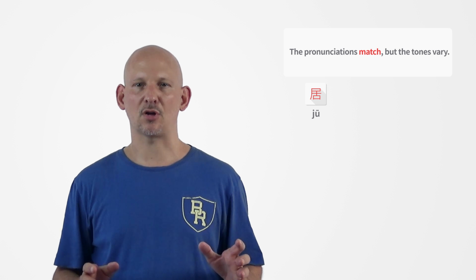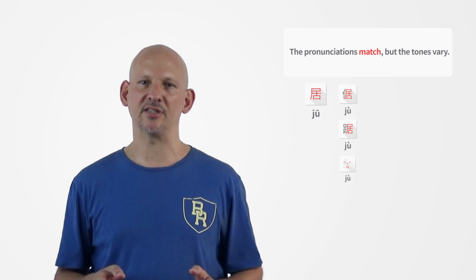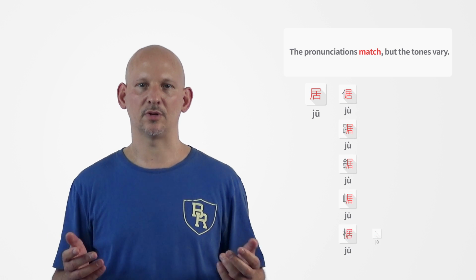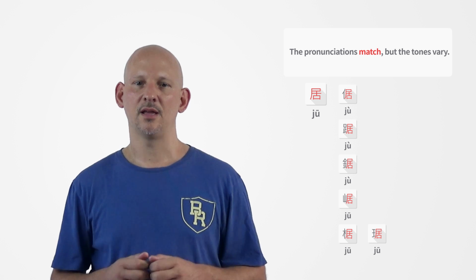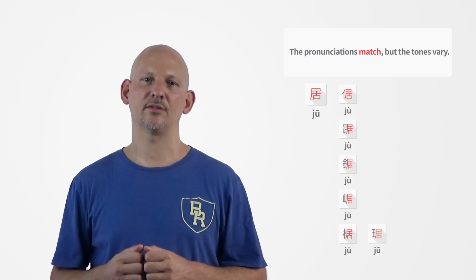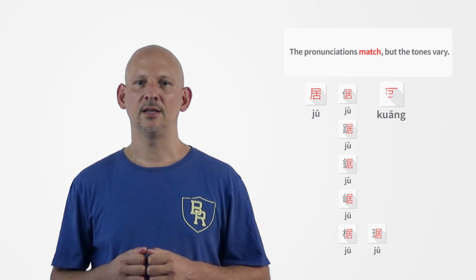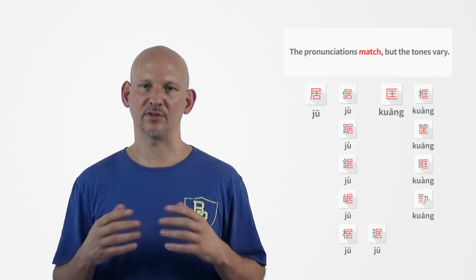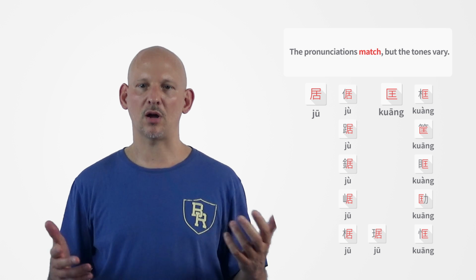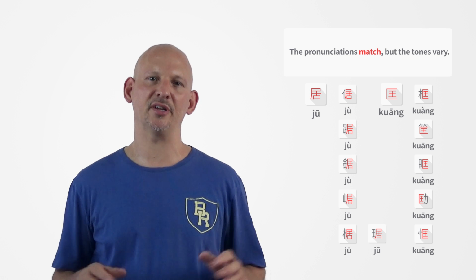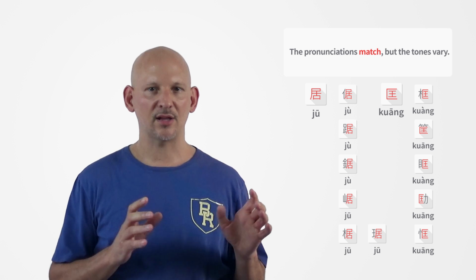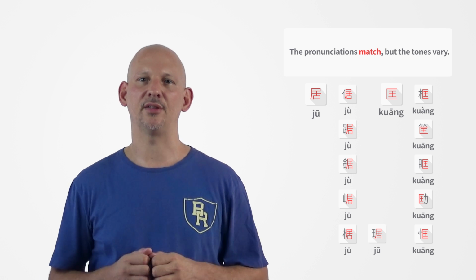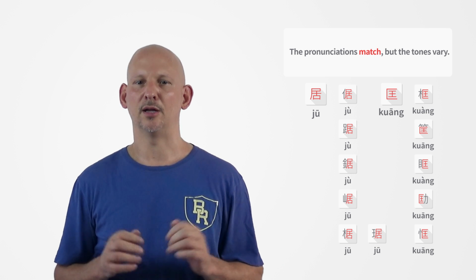Now we're going to look at an example for the sound component ju. As you'll notice, all the characters in this series have the same sound. It's all ju, but the tones vary. Here's another series like that. This is a series for kwang. In this series, you also notice that the pronunciation is all kwang, but might have different tones. These two series are actually still fairly pretty. They all have the same pronunciation, tones vary, okay? This is pretty common, but they get uglier.